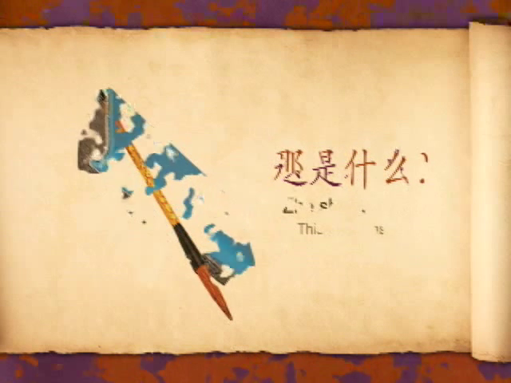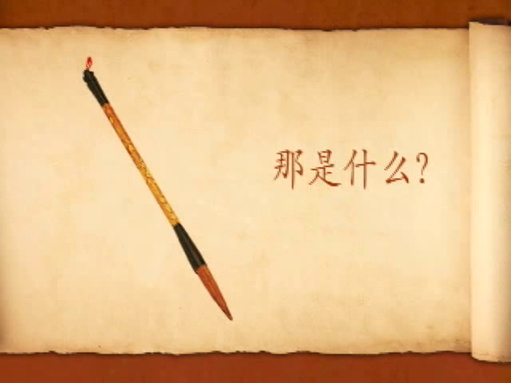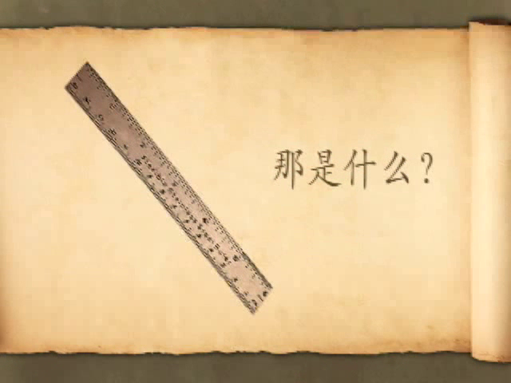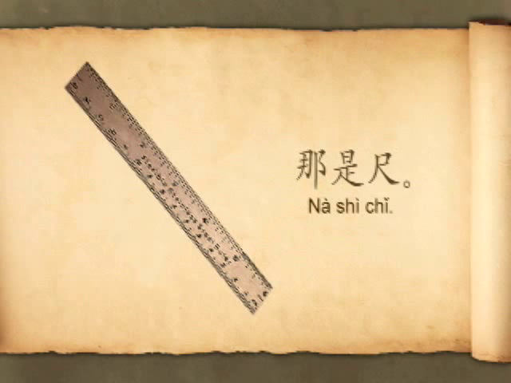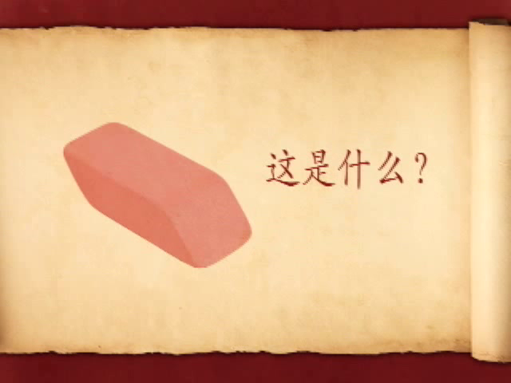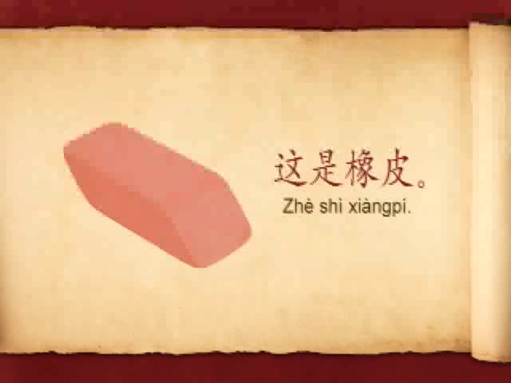好。 那是什么? 那是毛笔。 那是什么? 那是尺。 这是什么? 这是橡皮。 好极了,同学们。 I think you're going to have a lot of fun asking questions using this, that, and what.